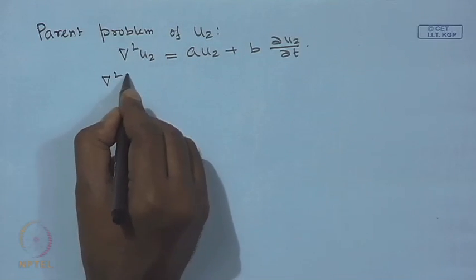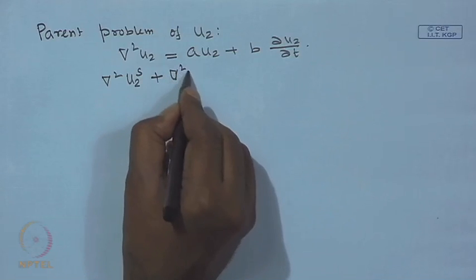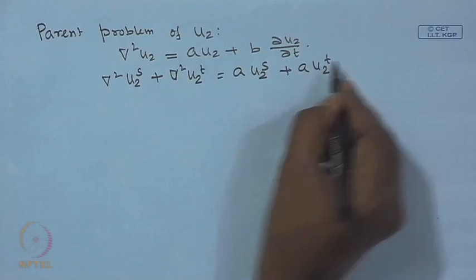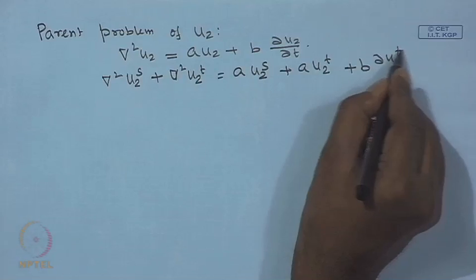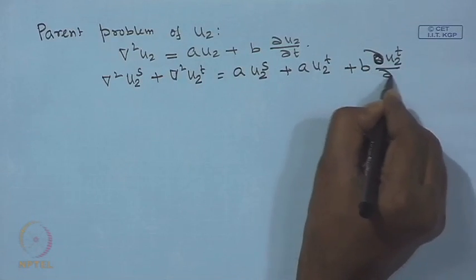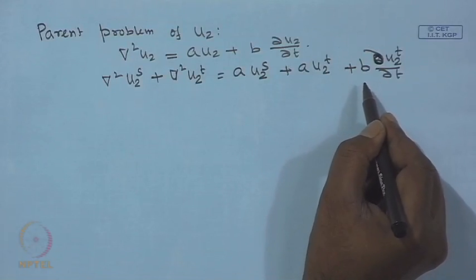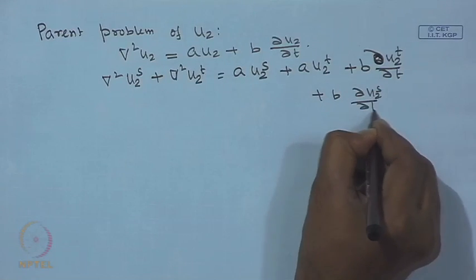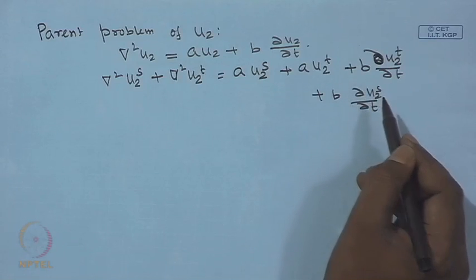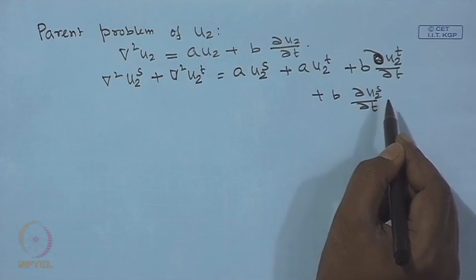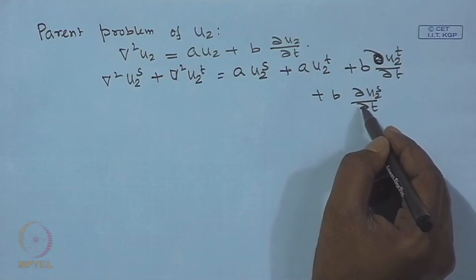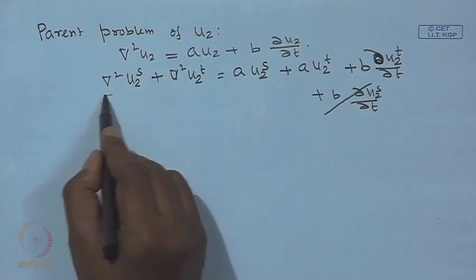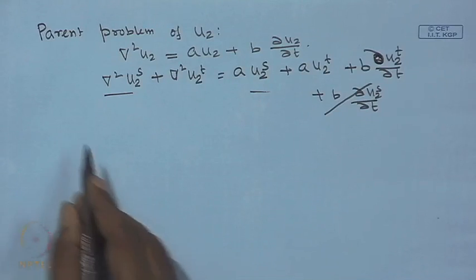So, grad square u2s plus grad square u2t is equal to a u2s plus a u2t plus b del u2t del t. But when you write u2s, we write del u2s del t, but u2s is a sole function of space. It is a function of x, y and z. It is a steady state solution. So, u2s is not a function of time. Therefore, the partial derivative with respect to time will be equal to 0, so this term does not exist.